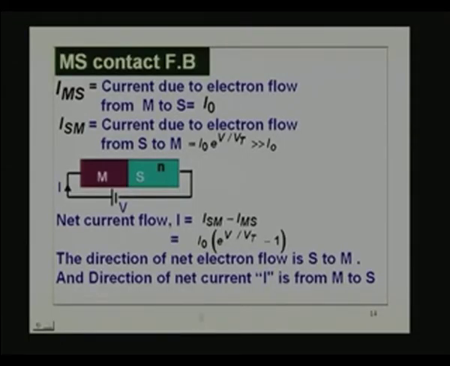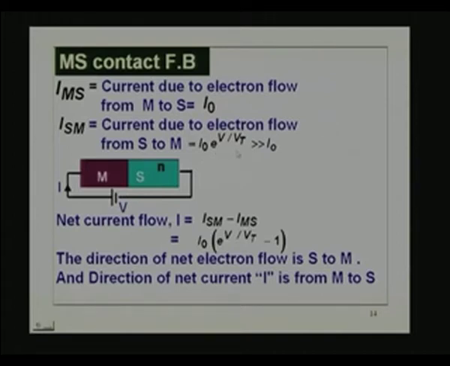I have just rewritten whatever I have been telling, so that you can have it here. I_MS is the current due to the electron flow from metal to semiconductor, which is I naught, fixed for all the bias. I_SM is the current due to the electron flow from semiconductor to the metal, which is I naught into e to the power V by Vt.